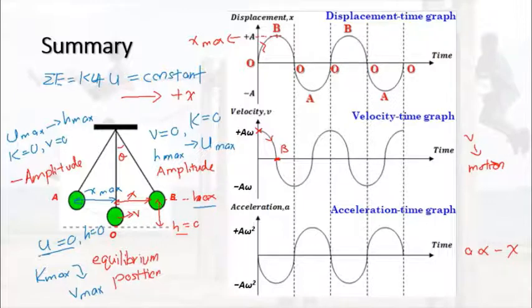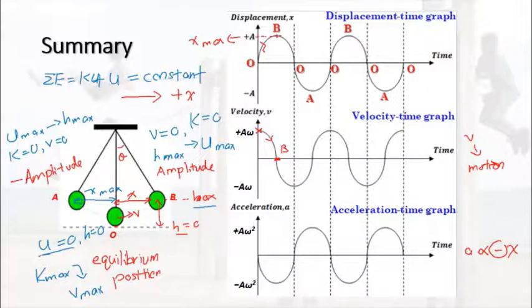But then how about this negative? Negative just tells you that the direction of A and the direction of x are always opposite to each other. Why? Because when an object is located on the left-hand side of the equilibrium position, the restoring force will always try to pull the object towards the negative side.